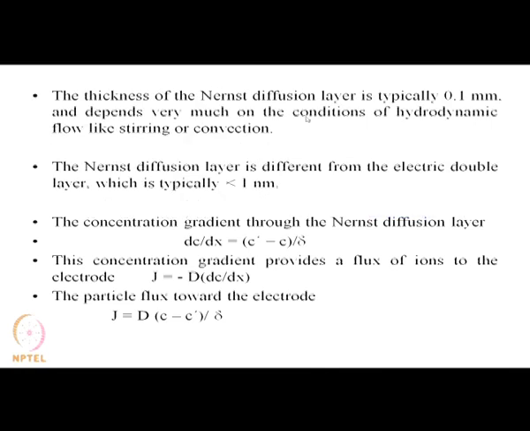So, the diffusion layer is typically of the order of 0.1 millimeter and depends very much on the condition of hydrodynamic flow, like stirring and convection. So, if you stir the solution, then this thickness will be different. Okay. And this Nernst diffusion layer should not be confused with the electrical double layer. Actually, the electrical double layer is even less than a nanometer, maybe molecular or atomic diameter thickness.